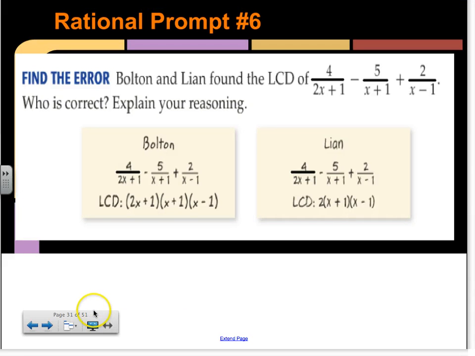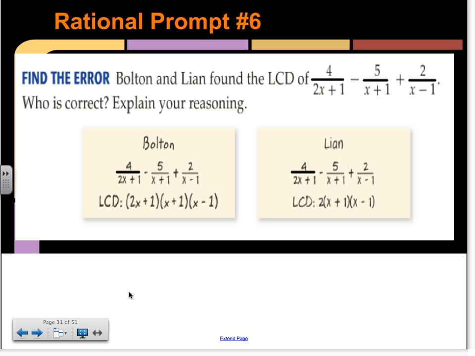All right, so what I have here for you is a case where we have two students, Bolton and Leanne, trying to do the same problem. They're trying to find the LCD for this particular rational expression. Okay, can you tell me who is correct here? Is it Bolton or Leanne? Just look at it carefully.